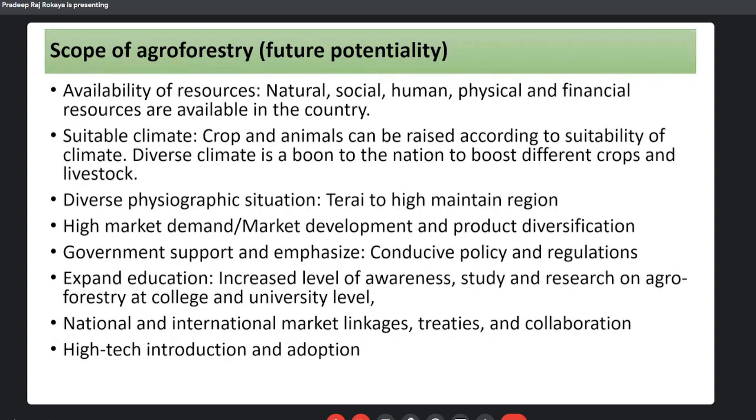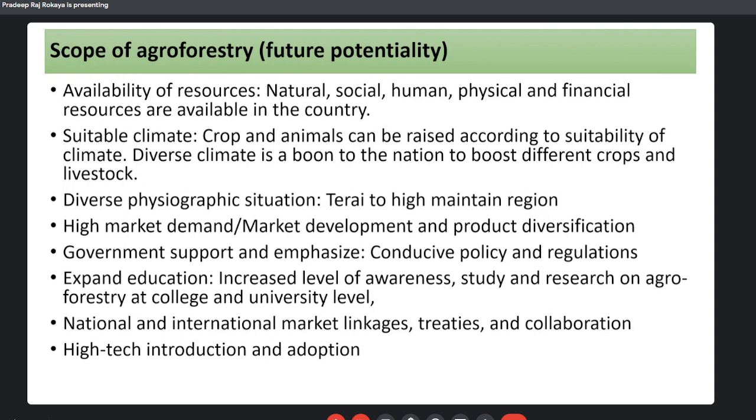Natural, social, human, physical, financial resources, there are 5 resources, sometimes we can say the pentagon. I know we have 5 resources, so the agroforestry system conserves the 5 resources, and so there is a potentiality of agroforestry in the future.